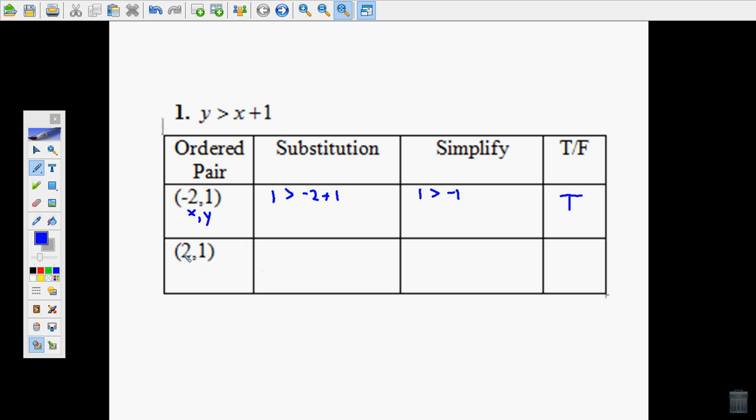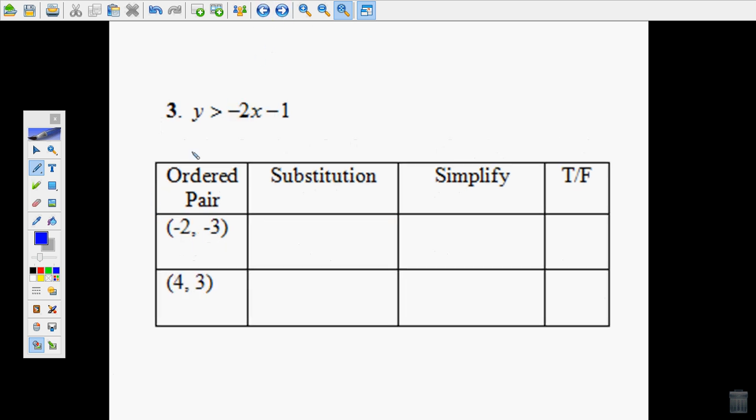So again, plug your numbers in for x and y. So what number will you put in for y? You'd replace y with 1. What number would you put in for x? You'd replace it with a 2, because again, in your ordered pair, first number is x, second number is y. So we have 1 greater than 2 plus 1. Go ahead and simplify that. What do you get for 2 plus 1? 3. So is that inequality true or false? That one is false because the inequality sign is not pointing the right direction in that problem. So the first one is true, it is a solution. The second one is false, it is not a solution.